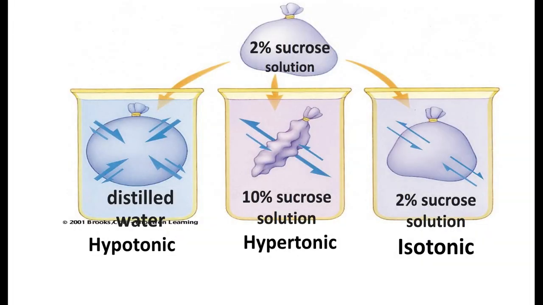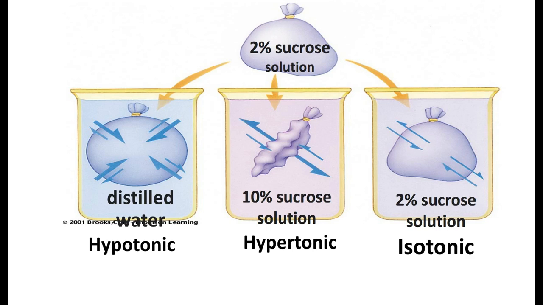So here's just a picture of this. I have a 2% sucrose solution. If I add it to distilled water, remember distilled water, pure, perfect water, that cell is going to swell because it's hypotonic. All the water will rush in, causing the cell to swell like a hippo.